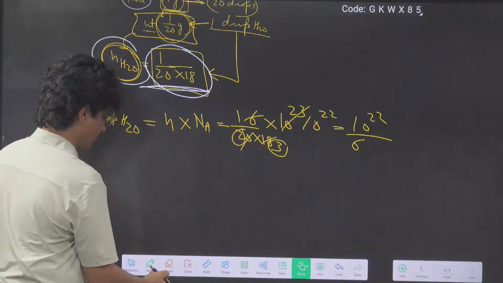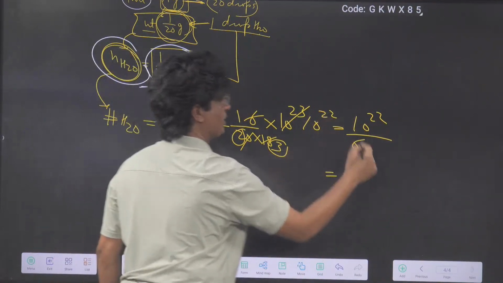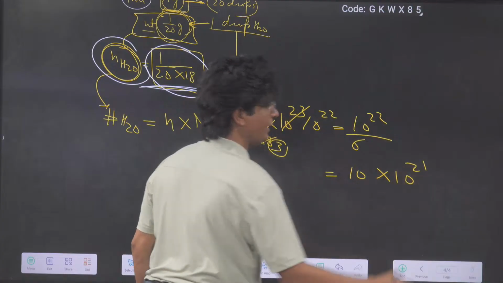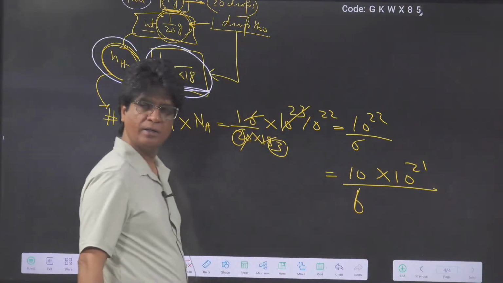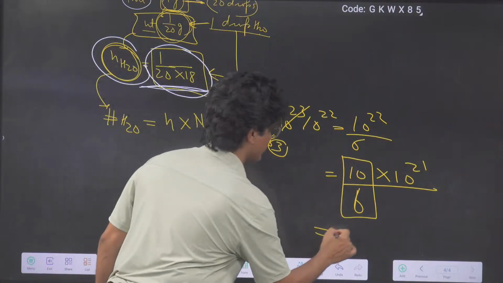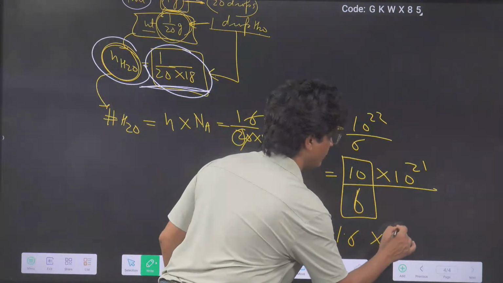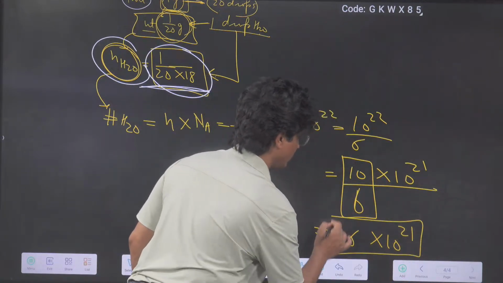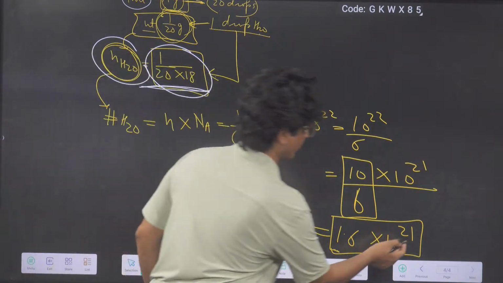Once I have got this, can I take 10 common from this one? And this will be 10 to the power of 21, and this will be 6. Now 10 by 6, what is 10 by 6? 10 by 6 is almost 1.6, right or not? Into 10 to the power of 21. That will be your approximate answer, but the power will be 21, right or not?